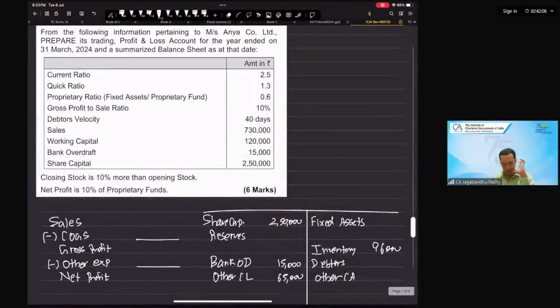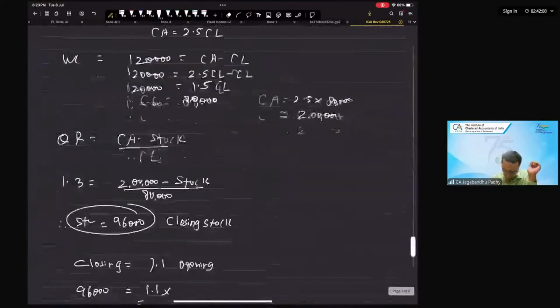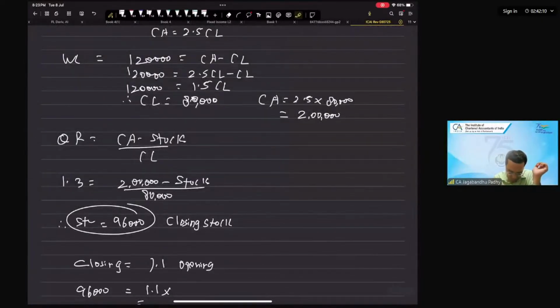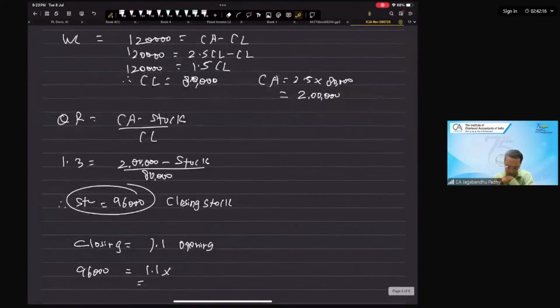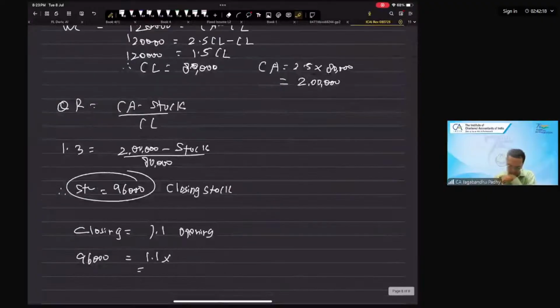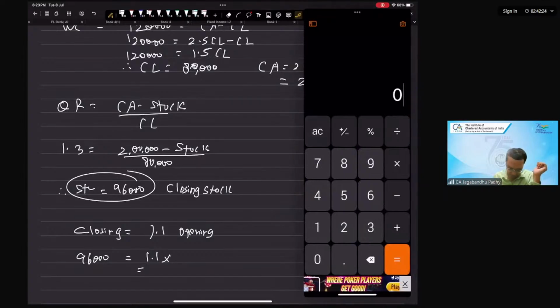Closing stock is 10% more than the opening stock. So it's 1.3 times current liability, minus... current asset minus stock. Current asset was 2 lakh minus stock, and then current liability is 80,000. We got closing stock to be... is it perfect? Just check. 1.3 into 80,000 minus 2 lakh, 96,000. Yes.